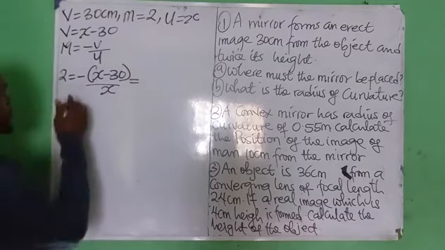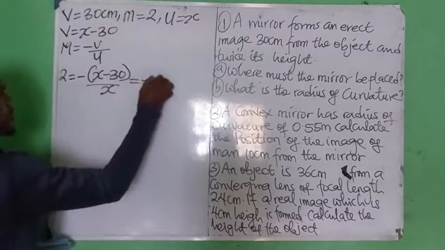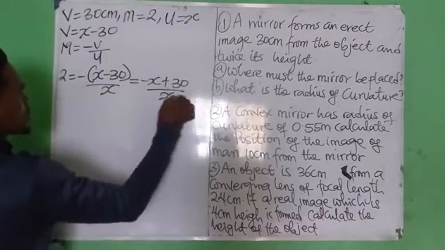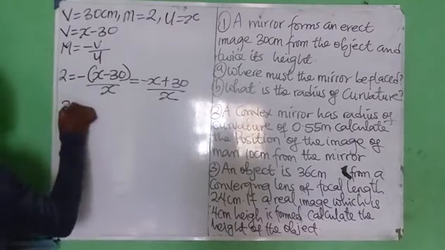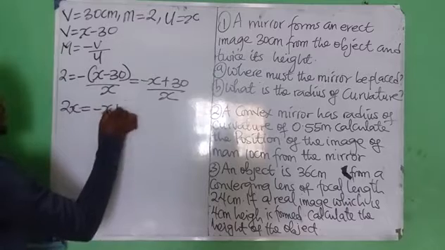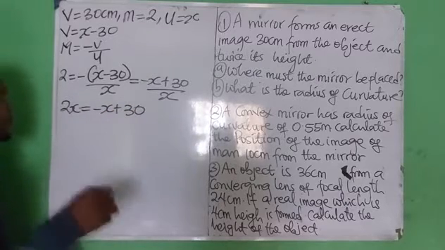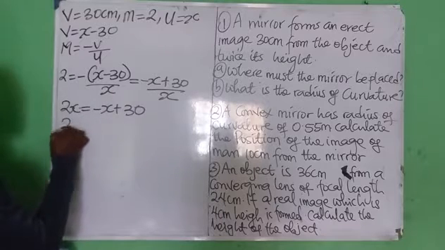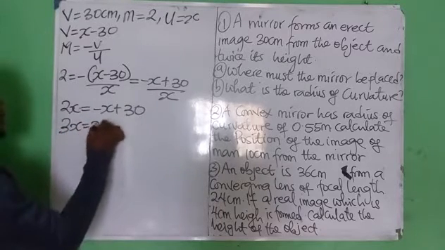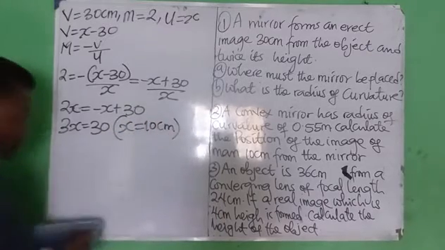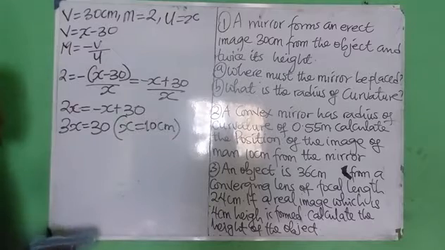Let's simplify further. Minus times x is minus x. Minus times minus is plus 30 over x. 2 times x, I have 2x, I have minus x plus 30. So what do we do next? We collect like terms. So this will come over, it becomes 3x equals 30. It therefore means that my x is 10 centimeters.